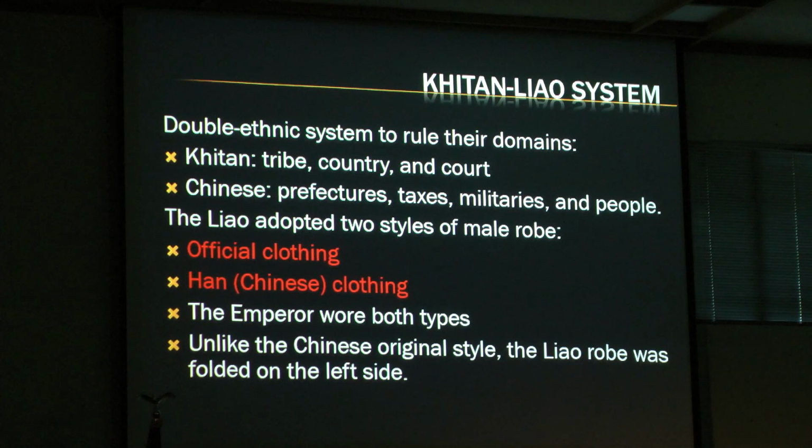The Liao adopted two styles of male robe: the official clothing, so Guofu for the Khitans, and the Hanfu, the Han clothing for the Chinese. Except for these rules, the emperor wore both types of clothing. Based on the items discovered in the last decade, the Khitan's robe, unlike that of the Chinese, was folded on the left, in the Turkic fashion, or had a collar identical to the Uyghur robe, and had very narrow sleeves and a vent on the lower part for riding.